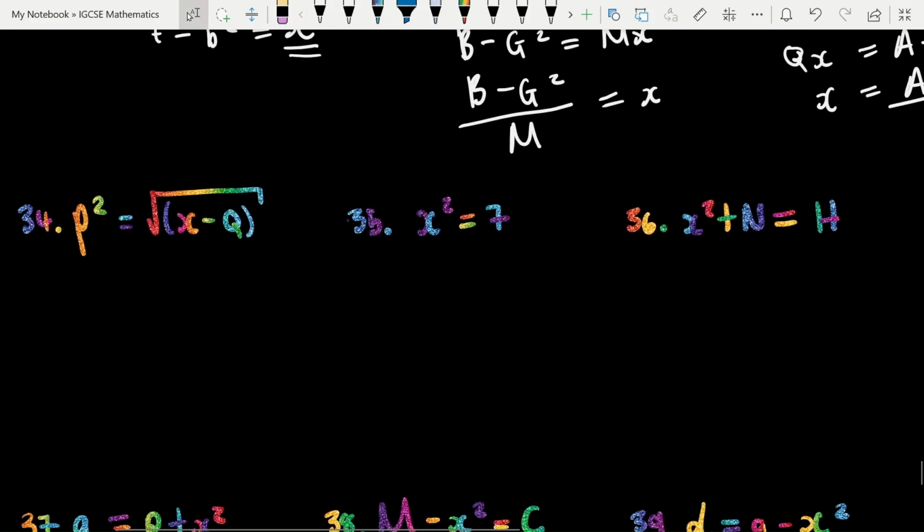Number 34. We have p squared is equal to the root of that, whatever. Now we want to make x the subject. So we take this root to the other side. We will have p squared, and this is now raised to another power of 2 because this square root sign has come to the other side, and it is now just equal to x minus q.